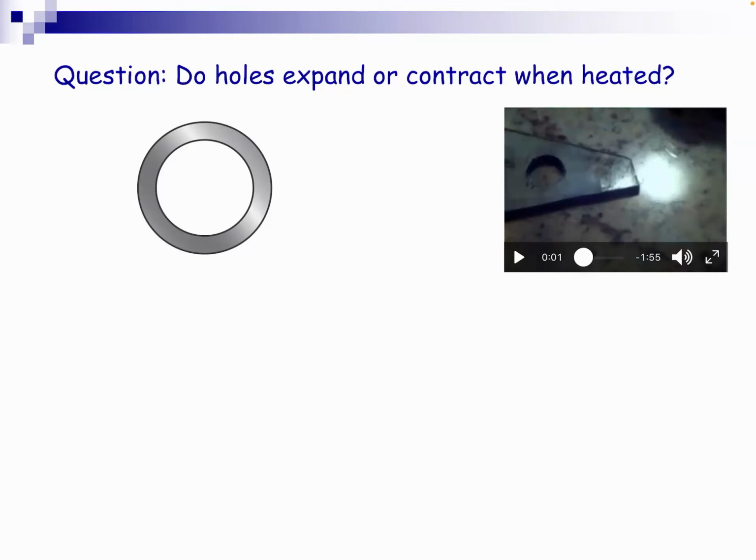Go back. You can try it yourself. It's an easy enough experiment to try and prove it, but the holes do expand when you heat them, and regardless of which position you heat them, the hole does expand.